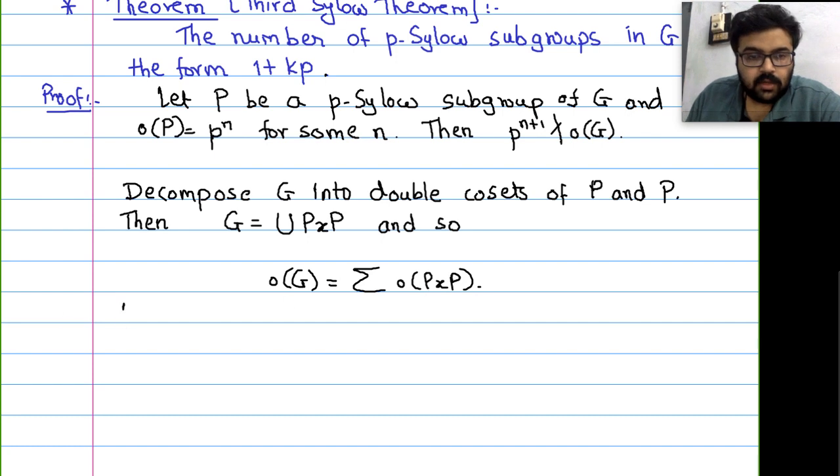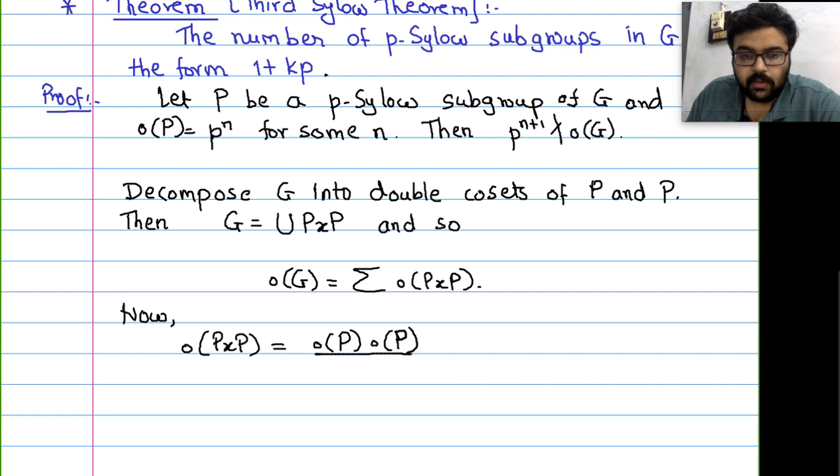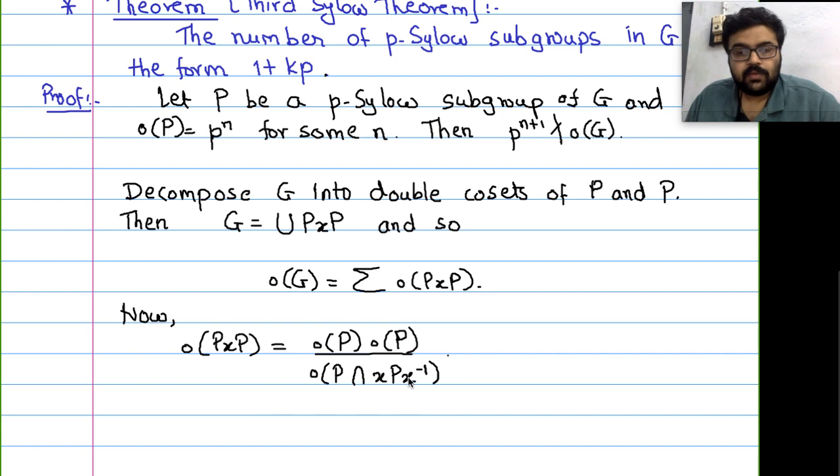So now, what is the order of PXP? This is the order of P, order of P, upon the order of P intersection XPX inverse. We know this: the order of AXB is the order of A, order of B, upon the order of A intersection XBX inverse. So this is XPX inverse. Right, so we have this.